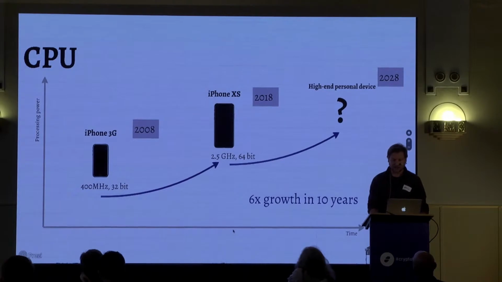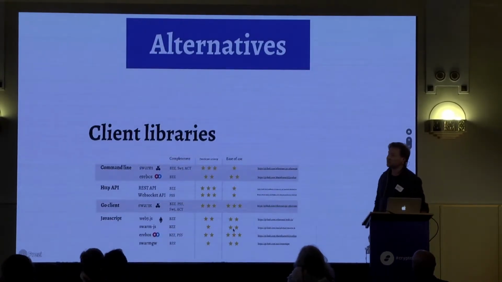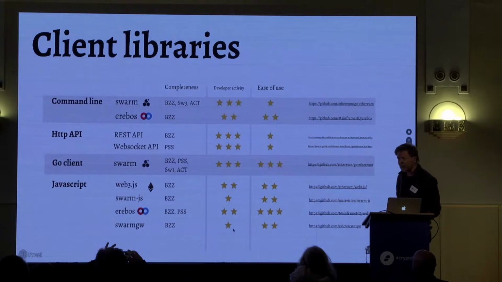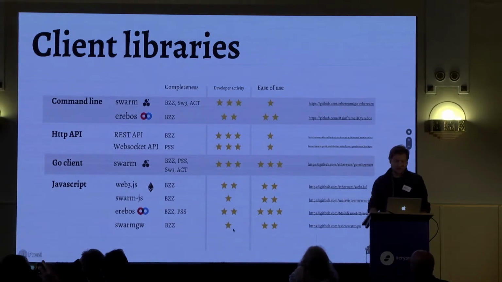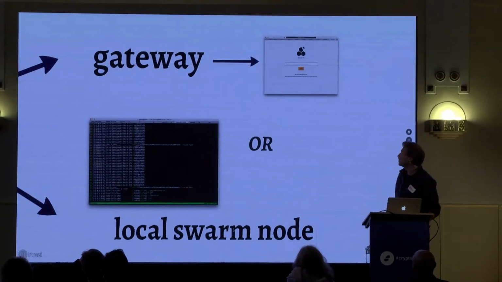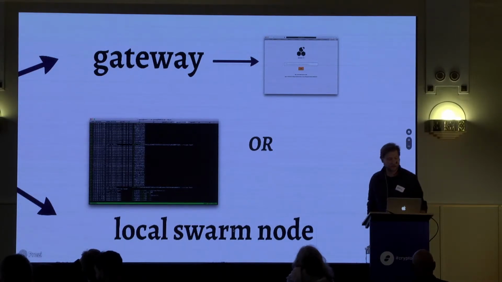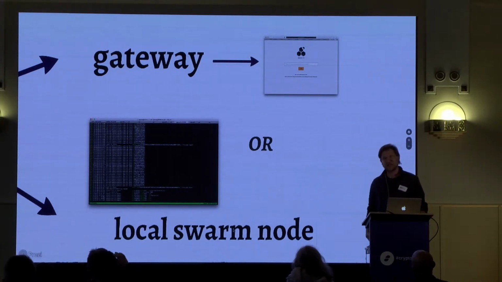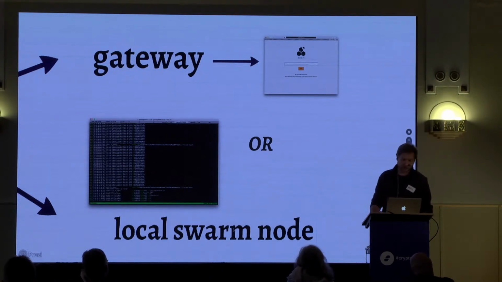But we are now in 2018, not 2028, so let's see what we have now, and then let's try to figure out what we can do with Swarm. So there are basically a few ways how you can use Swarm now. Right now you have two choices. You can access Swarm through a gateway, or you can run a Swarm local node. If you are using a gateway, you trust someone else's computer with your data. And as you heard before, you cannot use encryption and features like that. So if you are security conscious, you should run a local Swarm node. But there are use cases where it's not necessary.